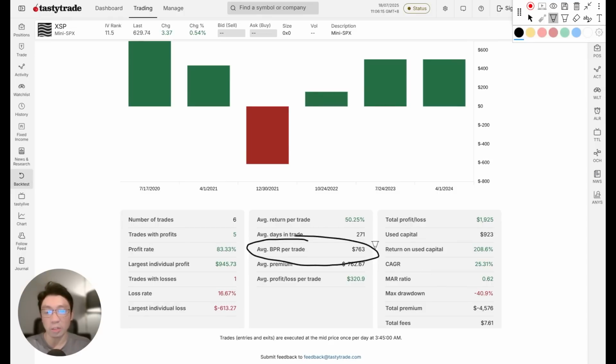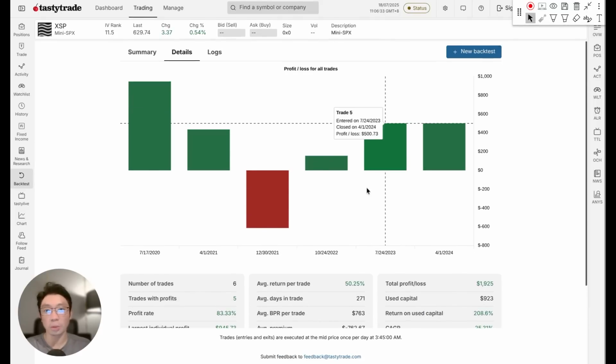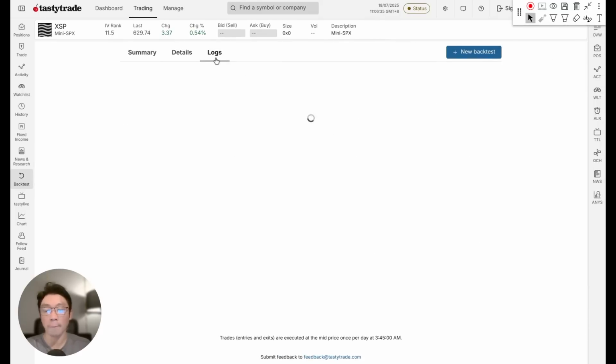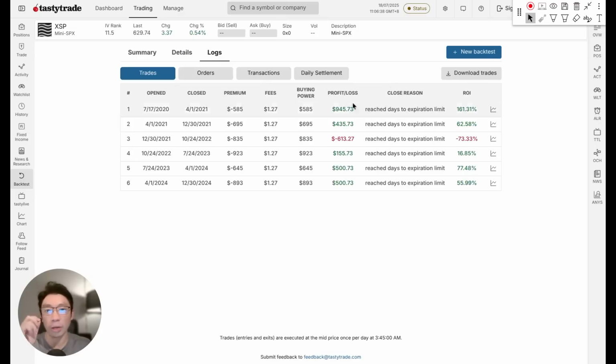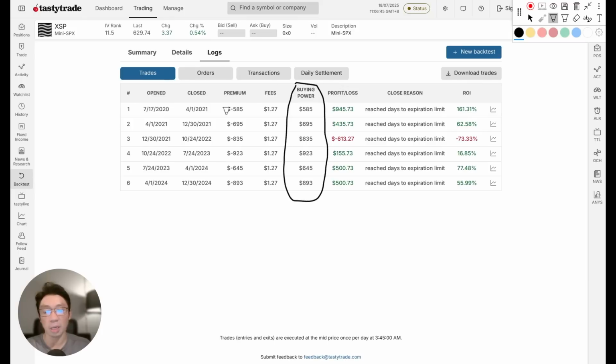That means to say, what is the cost of putting on the trade on average? So it's $763. That means to say, if you have an account size that is 5,000 or smaller, you can definitely put on the LEAP strategy on your account with XLF. So let us go to the details, or rather the trade by trade analysis at the logs over here, and let's take a look at how much it would have cost you per option. So you can see that this is the buying power. So the average about 700 plus, as mentioned in the details section. So when you first put it on, it's roughly around 585, then 695, 835, 923.